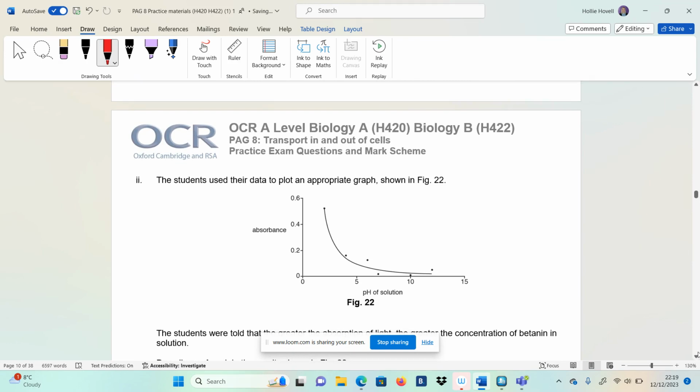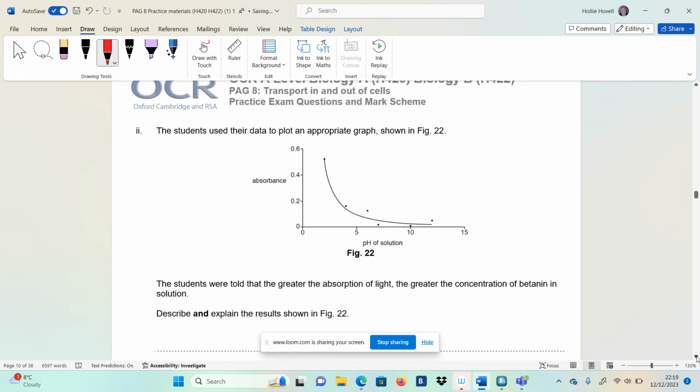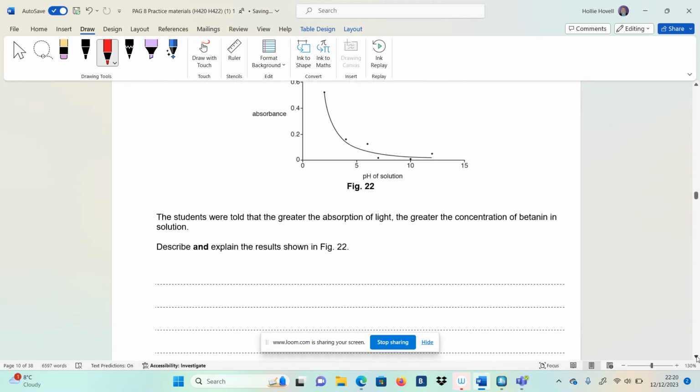Shown in figure 22. The students were told that the greater the absorption of light, the greater the concentration of betulin in the solution. Describe and explain the results shown in figure 22. So describe and explain mean two different things. So first of all, let's have a look at describe. Always start with your x-axis and then your y-axis.